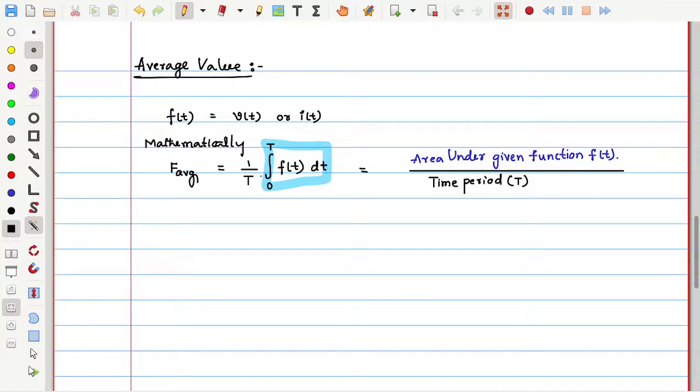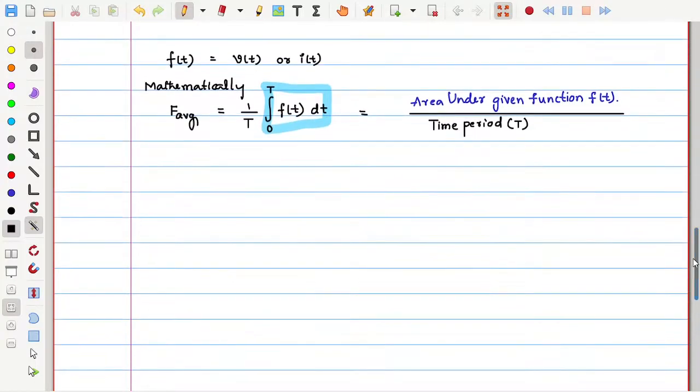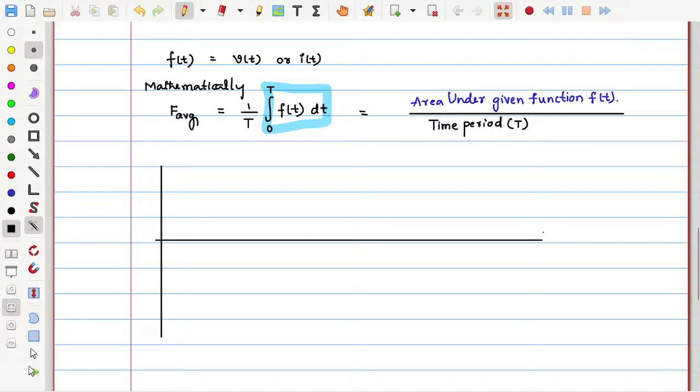So now let us take some waveforms that we had seen in the last session and try to calculate the average value for different waveforms. First, let me take a waveform in this way.